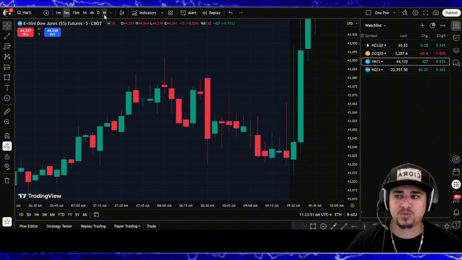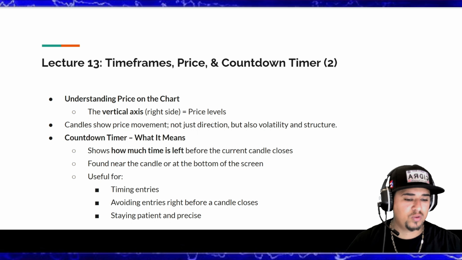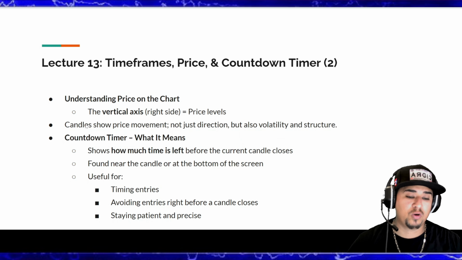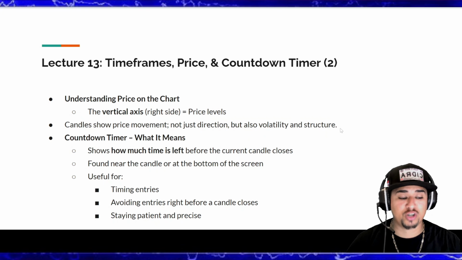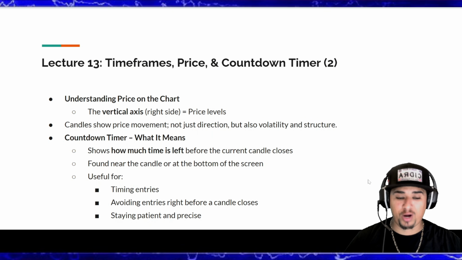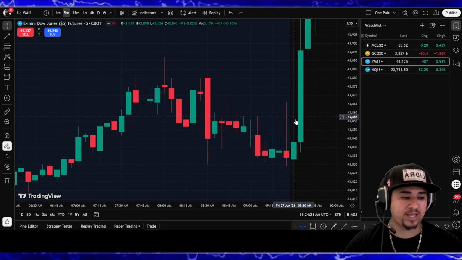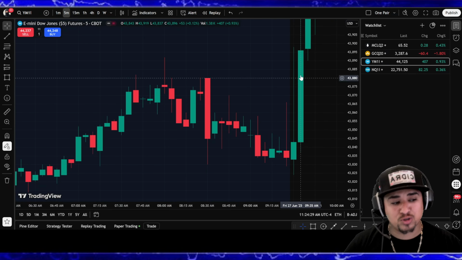The time frames were on top. And remember, I told you to take notes so that you see the ones that I'm looking at. Okay, so the vertical axis, the right side, that's price levels. Candles show price movement, not just direction, but also volatility and structure. How big a candle is shows how volatile the market is. For example, here in this same chart that we were looking at, look at this candle, how volatile, how strong that is.